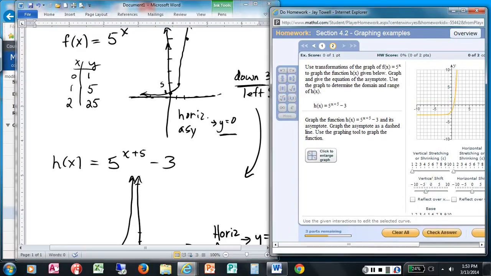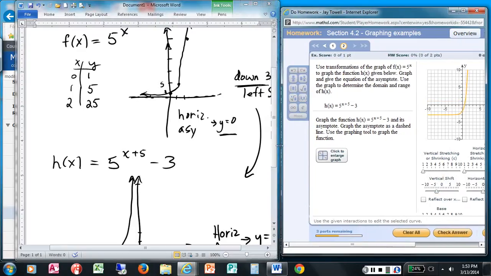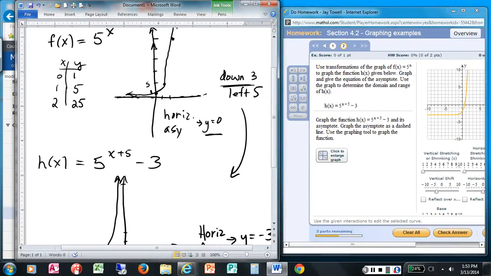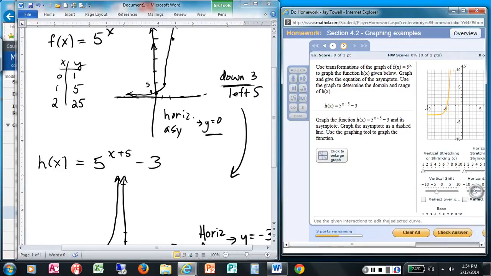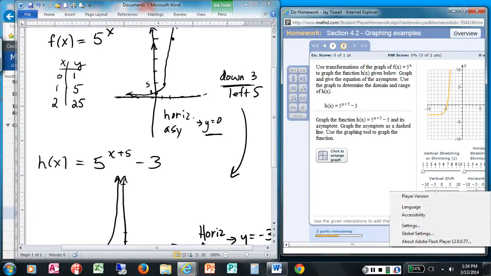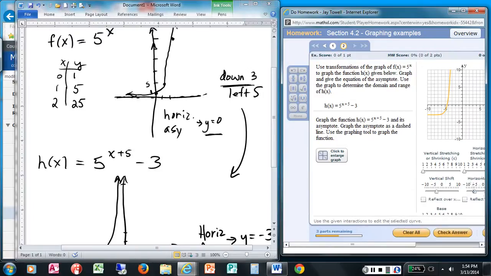All right, and then left 5 is our horizontal shift right there. And so our horizontal shift here is left 5, which would be negative 5. Right 5 would be positive 5. So I want to slide that to, I think I did negative 4 there, so I want to slide it to be a negative 5. Right there. Okay.